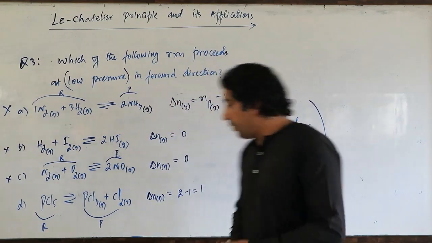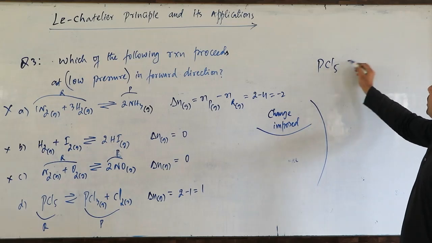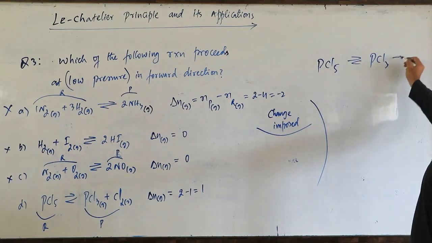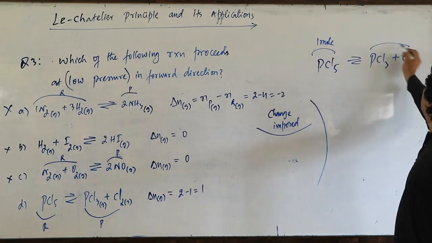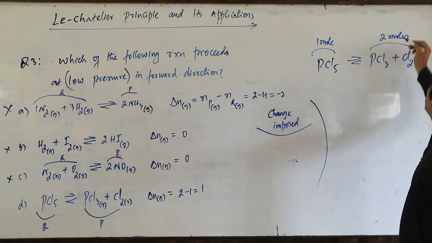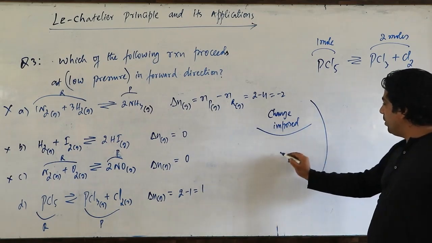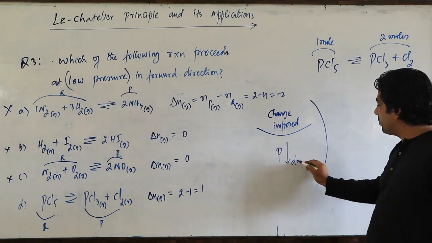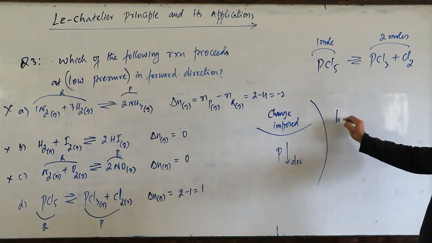Have a look here, my dear friends. If I take on the D option now, we have PCl5 gives me PCl3 plus Cl2. So here I have 1 mole, here I have 2 moles. Okay? So what is the change imposed on the system which is at equilibrium? The pressure is decreased. When we decrease the pressure, what will the chemical reaction do? It has to increase the pressure.